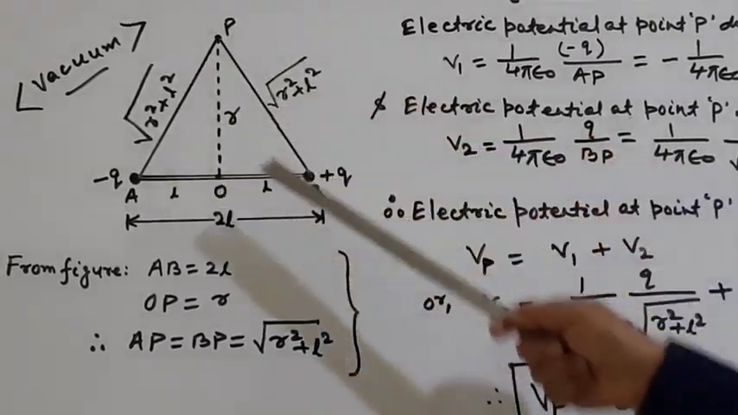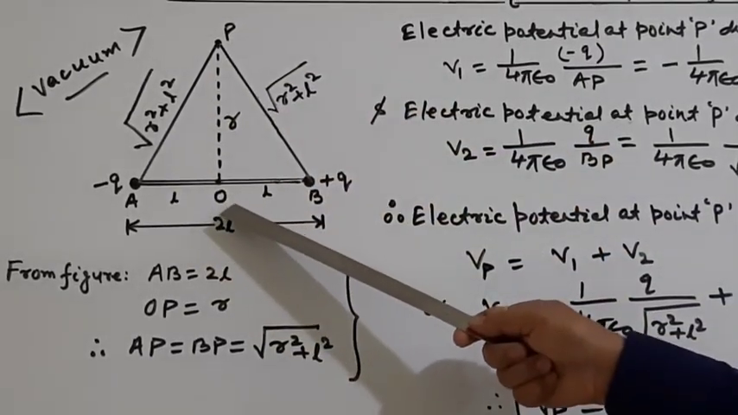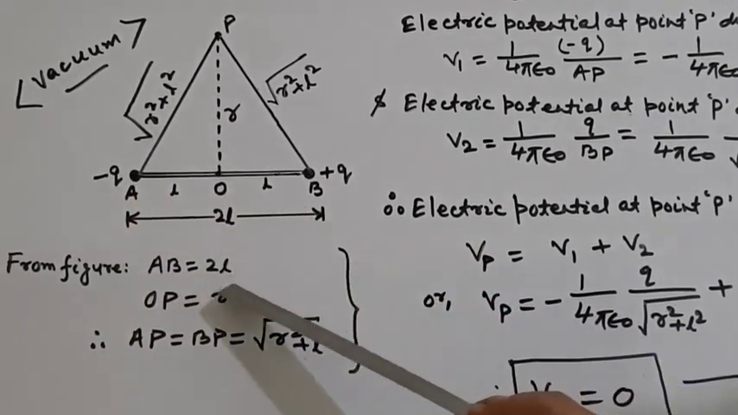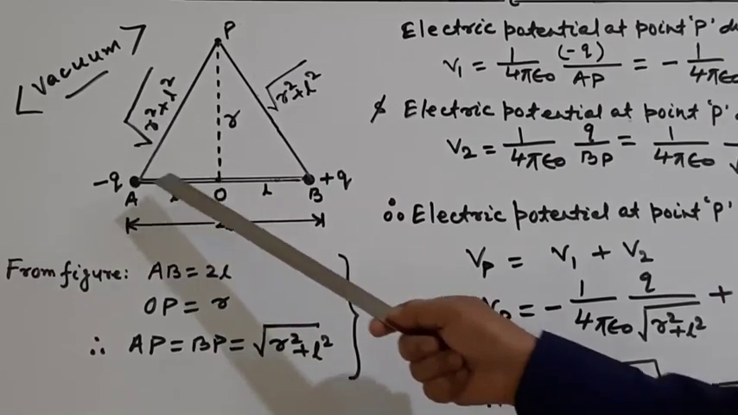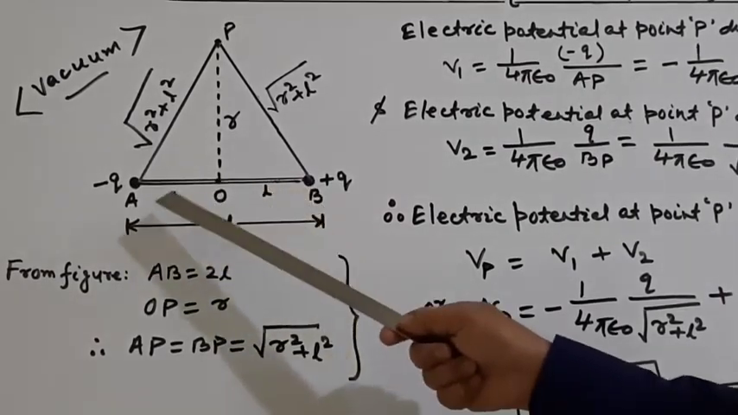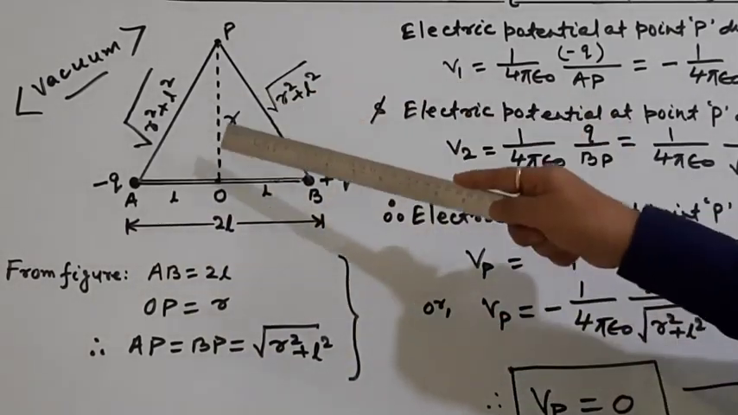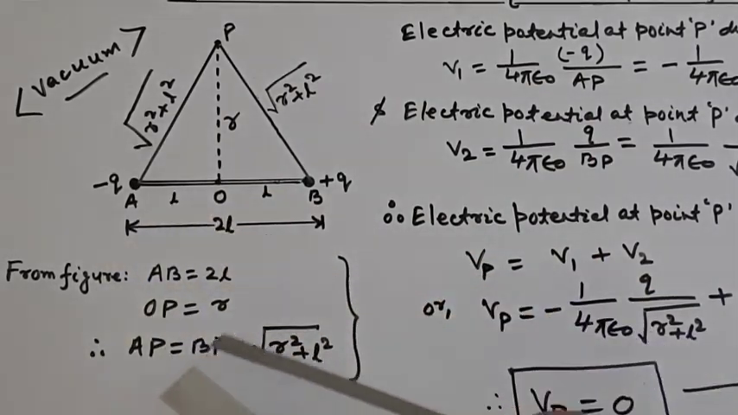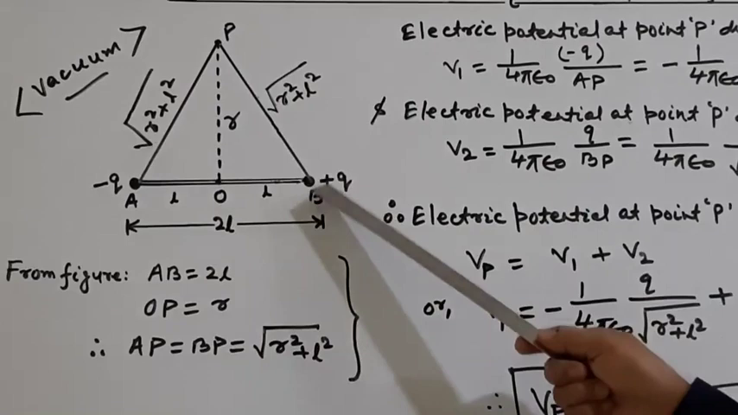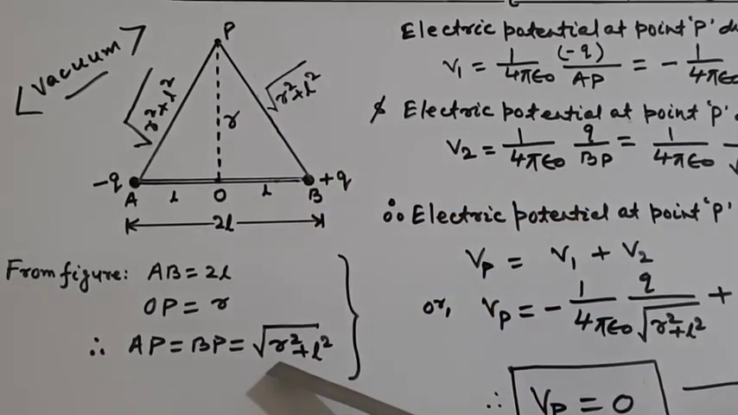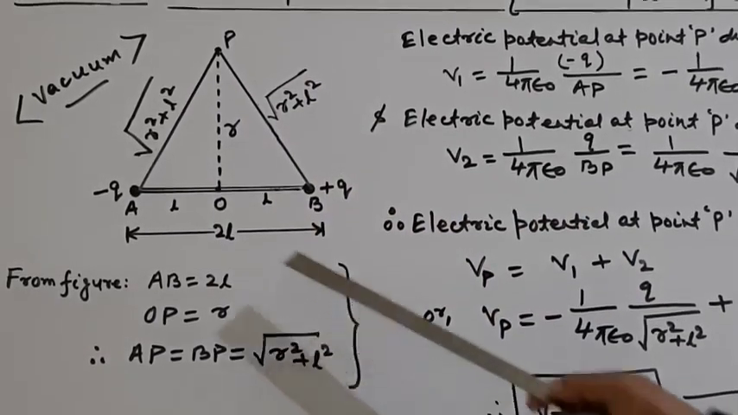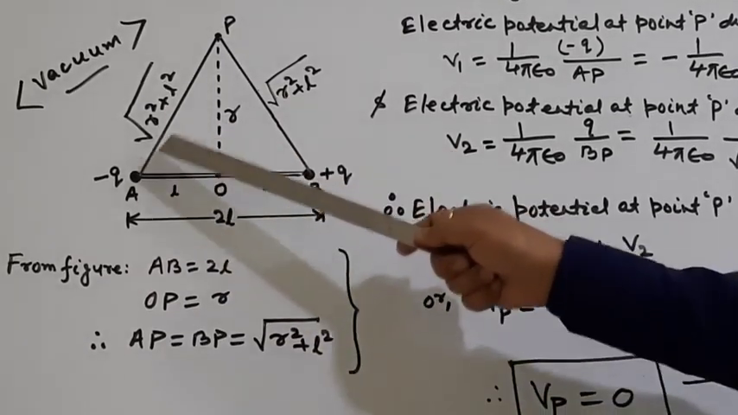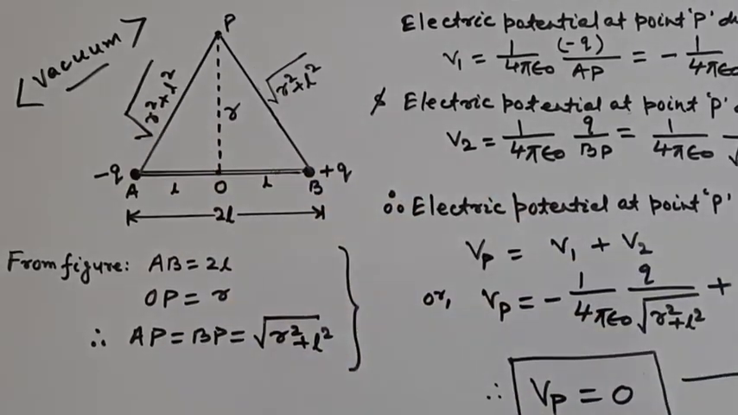Here, following the figure, if O is the midpoint of the dipole, and AB is 2L, then O to A and O to B will be L and L. Now OP is R, and AP and BP are both under root R square plus L square, because the base is L, perpendicular is R, and the hypotenuse becomes under root R square plus L square.